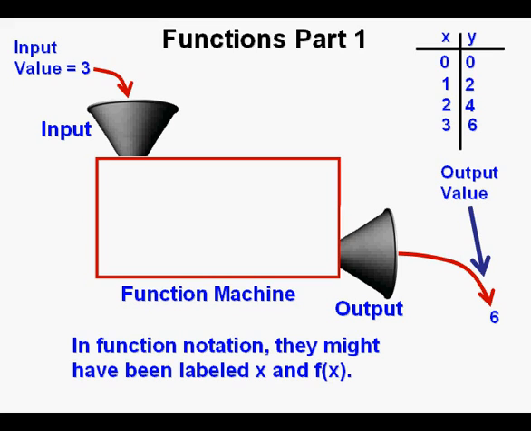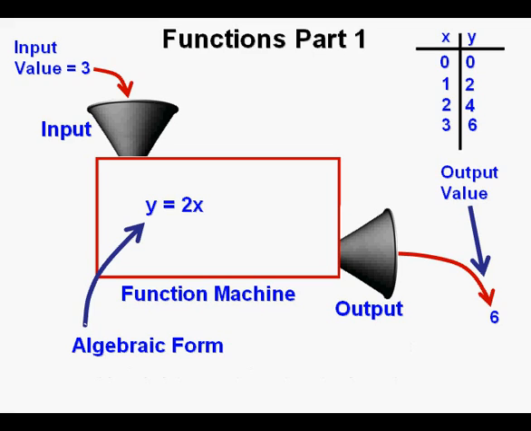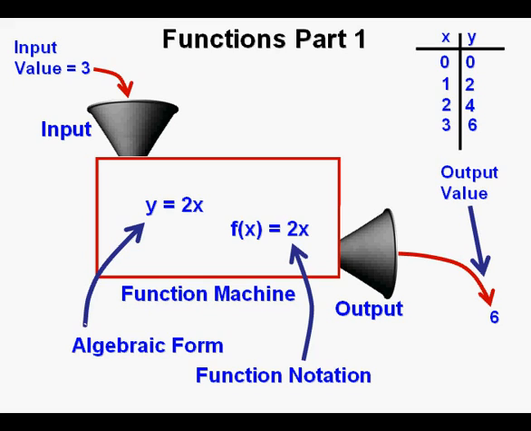In function notation, they might have been labeled x and f of x, which is f with x in parentheses. From the information we have so far, it looks like the machine multiplies the input value by 2 to get the output value. The function could be written in algebraic form as y equals 2x. Or the rule can be written in what we call function notation, which is f of x equals 2x. F with x in parentheses is pronounced f of x. It means that f is a function, or depends on what the value of x is.